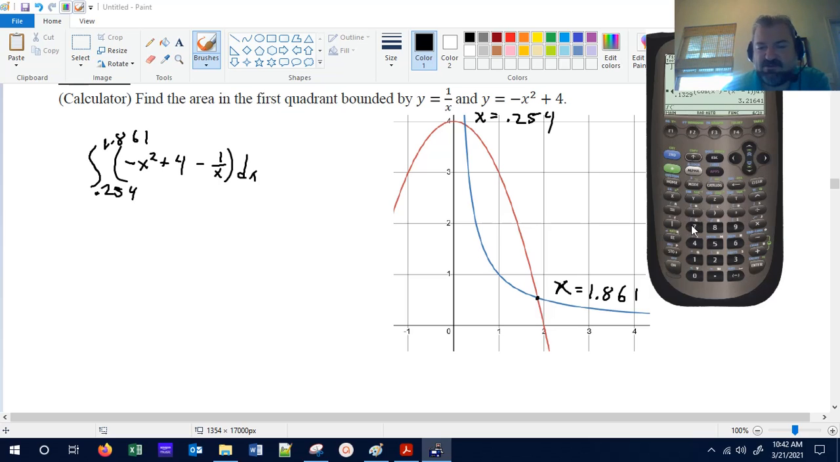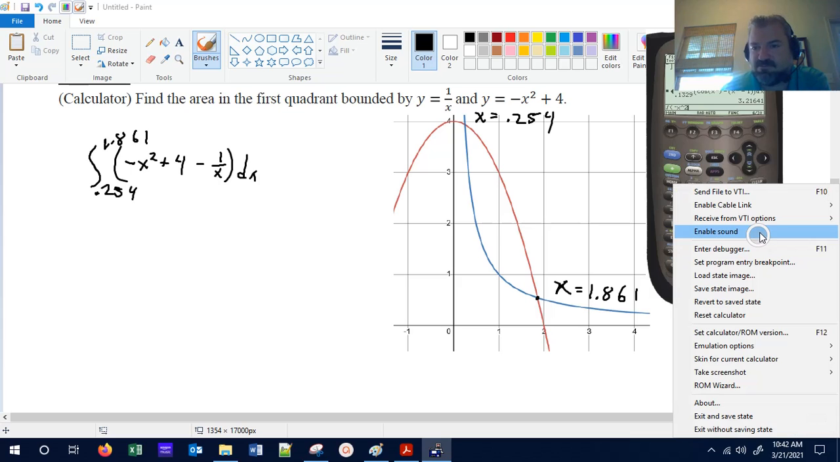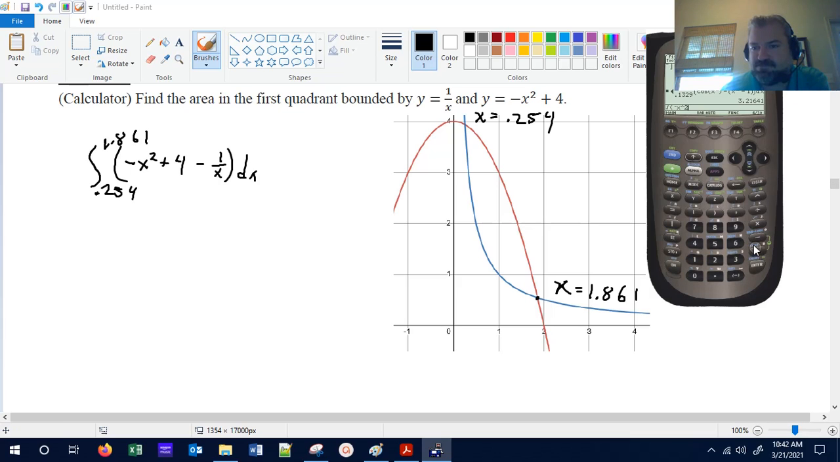Secant 7, I'm not going to use numeric integrate because I don't think I have to because I don't have something like absolute value in there. Negative x squared plus 4 minus 1 over x. We're using x from 0.254 to 1.861. One other note, it's very important that you always write down your integral on a free response question.